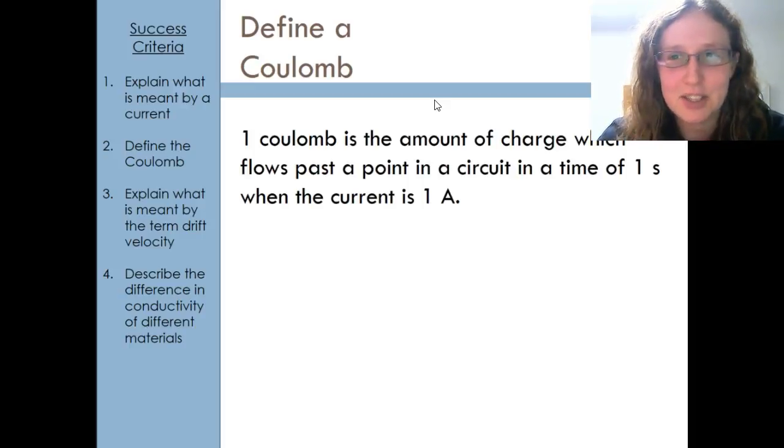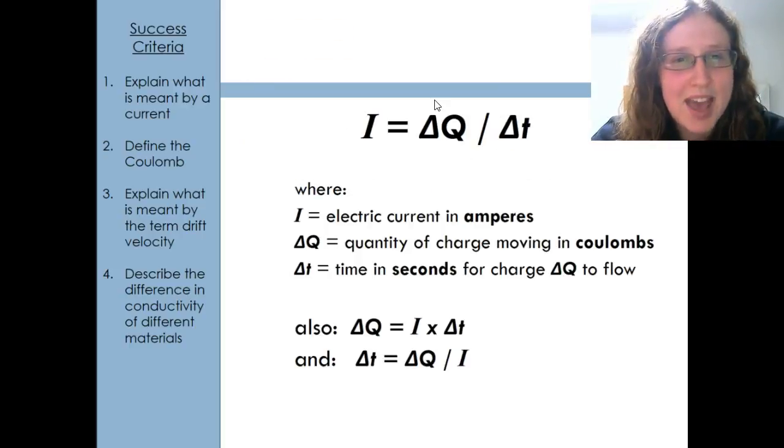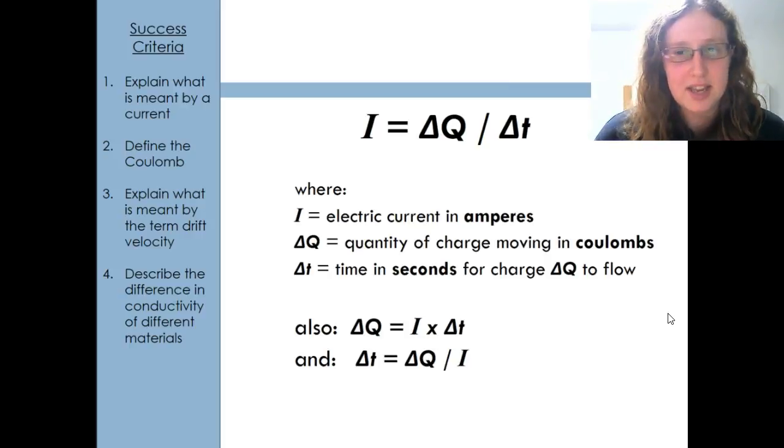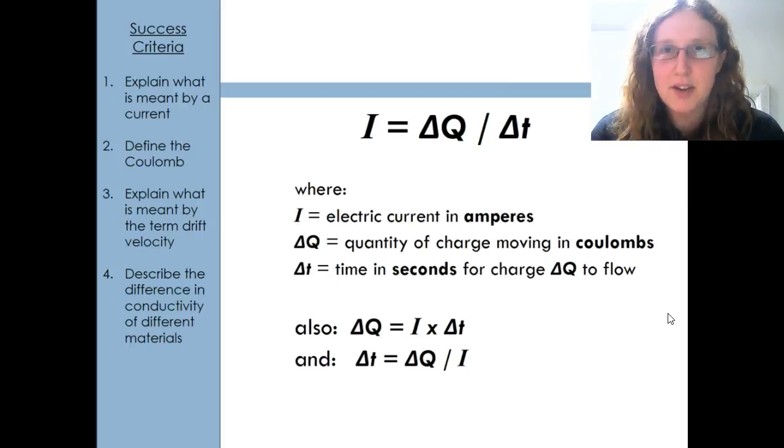Okay, so the equation we get is that current equals charge per time, or the change in charge over the change in time. So we make sure that current is measured in amps, the amount of charge is measured in coulombs, and the time is measured in seconds. And obviously then we can rearrange.